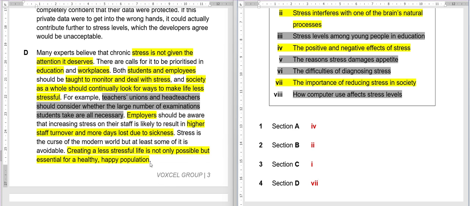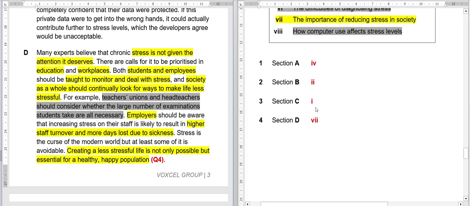So where is it here? Even in the very last sentence, they have told why it is important. Because of a healthy, happy population. So the importance of reducing stress in society. What is the importance? It will create a healthy and happy population. So a less stressful society, reducing stress, less stressful life. I hope it is clear.